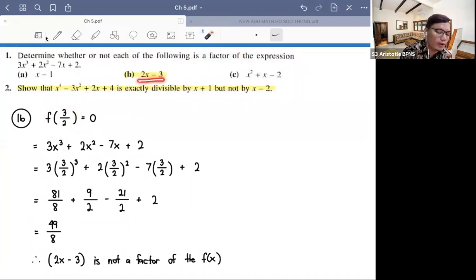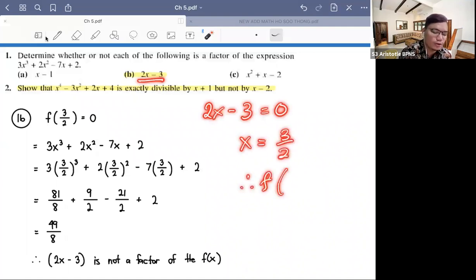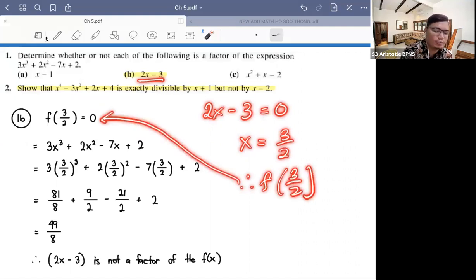The given divisor here is 2x minus 3 equals 0, right? And then you just solve for x. So x will be 3 over 2. Therefore, your function is f of 3 over 2. That's how I got this, all right? It's been the same thing since the remainder theorem, right?